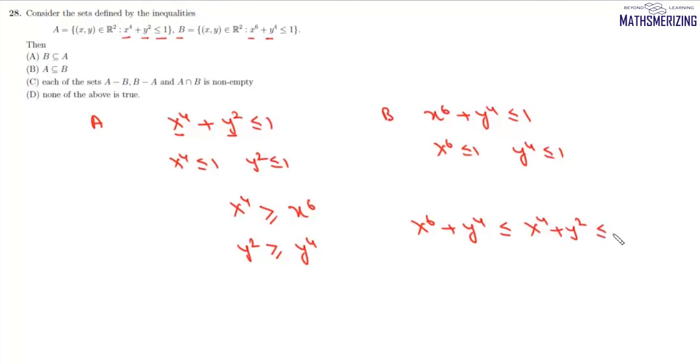and that will be less than or equal to 1, which clearly shows that if x square plus y square is less than or equal to 1, then x to the power 6 plus y to the power 4 is also less than or equal to 1. So all the solutions of this inequality automatically satisfy the second inequality. So all the points in set A are contained in set B. So the answer to this question will be A is a subset of B, and that's your option B.